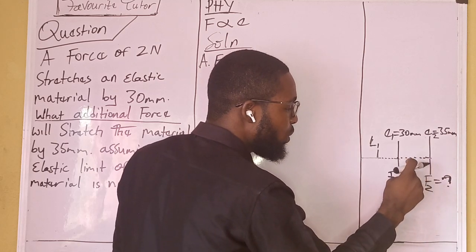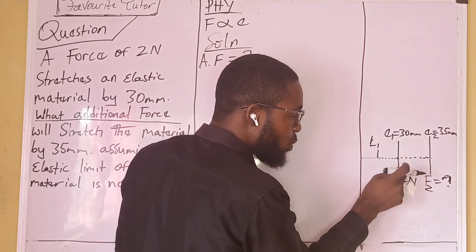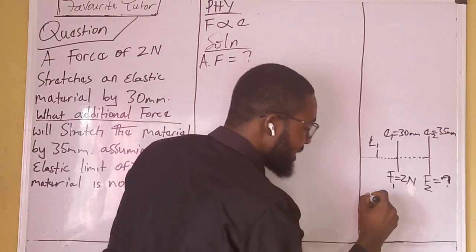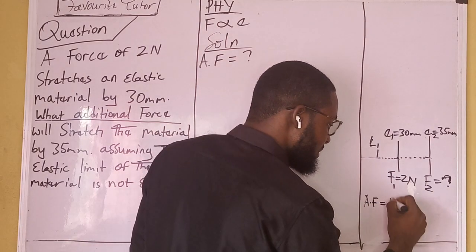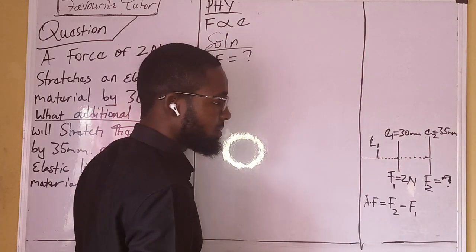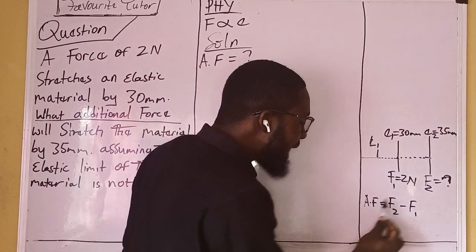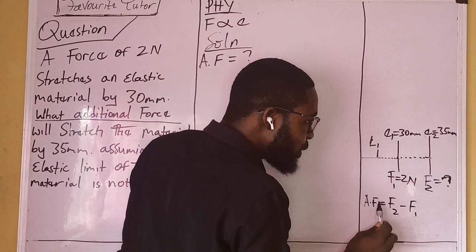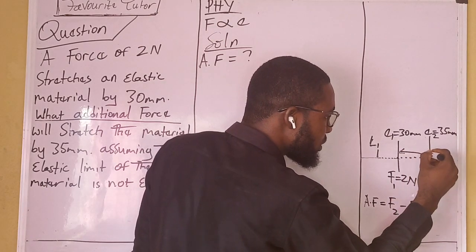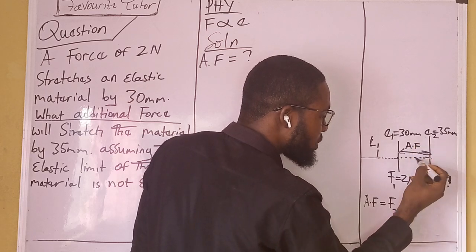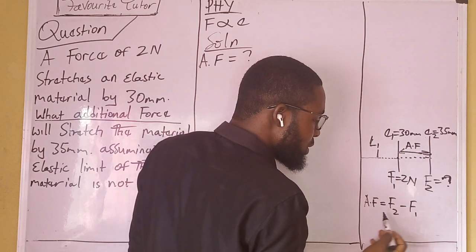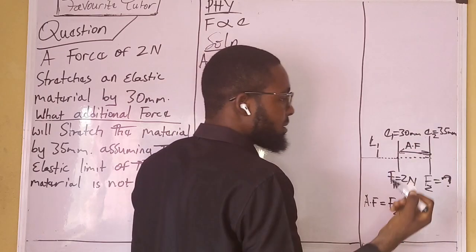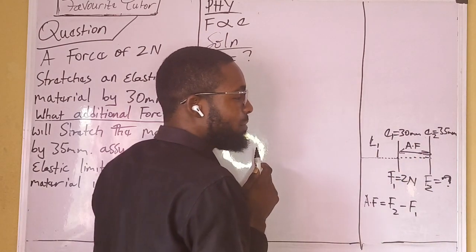The force that was added towards force one to give us 35 millimeter. The additional force is going to be force two minus force one. Ladies and gentlemen, are you still with me? What additional force was added to force one to create an extension of 35 millimeter? The additional force is within this space. That is the amount of newton that was added to force one to get to this place. So if we subtract force one from force two, we'll get the additional force that was added to force one to get to 35 millimeter.